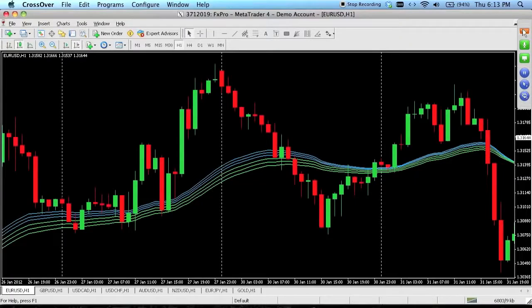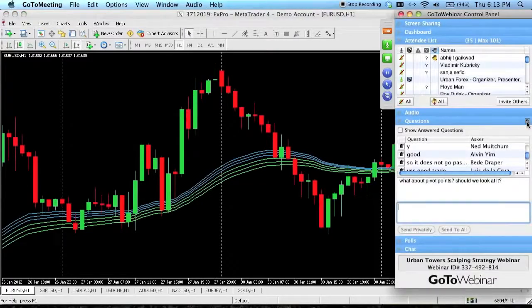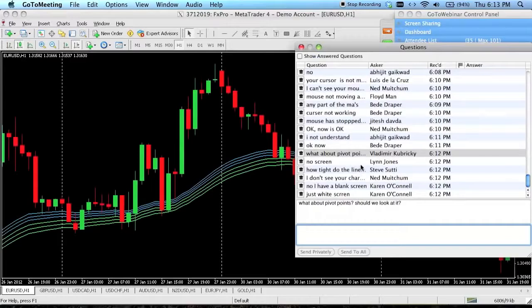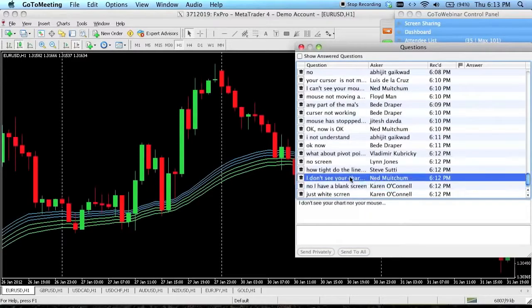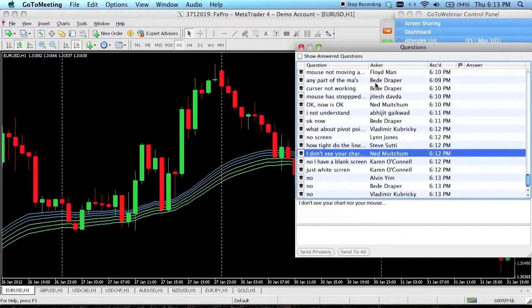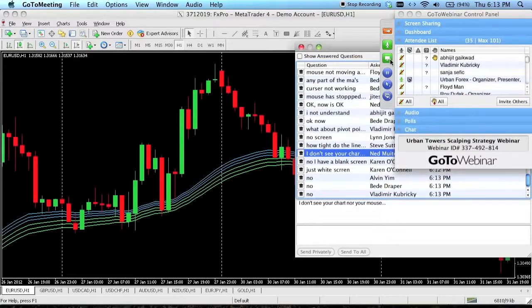Now, screen's up. Everyone can see the screens now. Is it good? Just a white screen. I have a blank screen. Okay. One more time. Let's do this again.